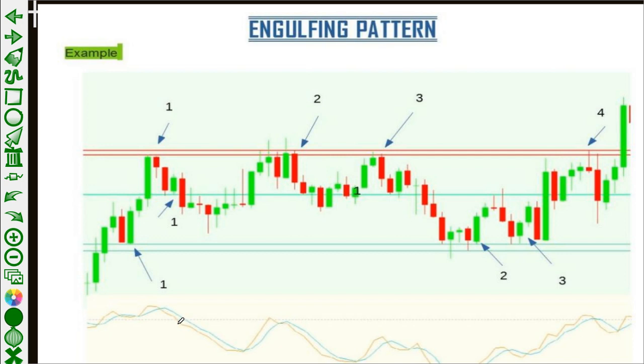For that reason, the direction of the stochastic is also important. The key thing to remember is that when you are taking a put trade, the direction of the stochastic should not be facing up. And in a similar manner, when we are taking a call trade, the direction of the stochastic should not be facing towards the downside.